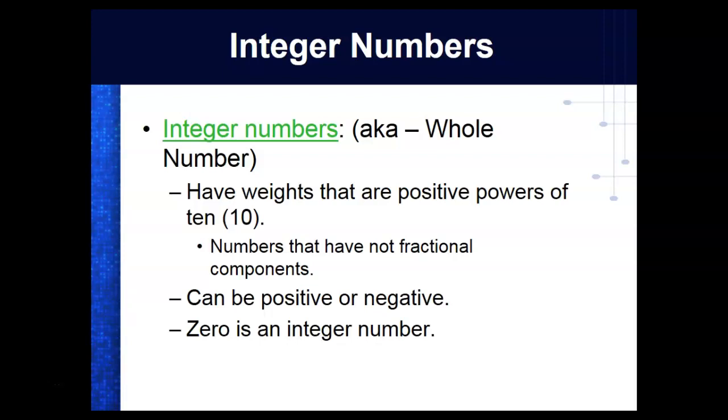Integer numbers, these are whole numbers. These are not real numbers, and they have weights that are positive powers of tens. Numbers that have no fractional component can be positive or negative numbers, but their weights are going to be positive powers of tens. So zero is an integer number, but it holds a weight depending on where it's at in the number.